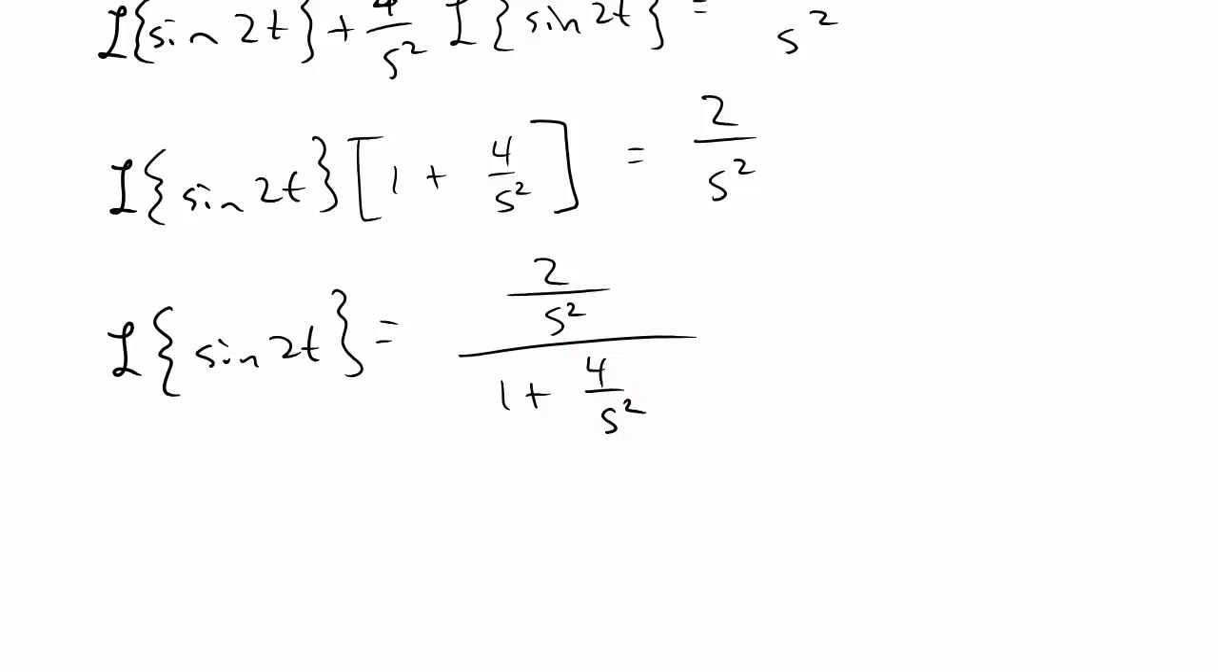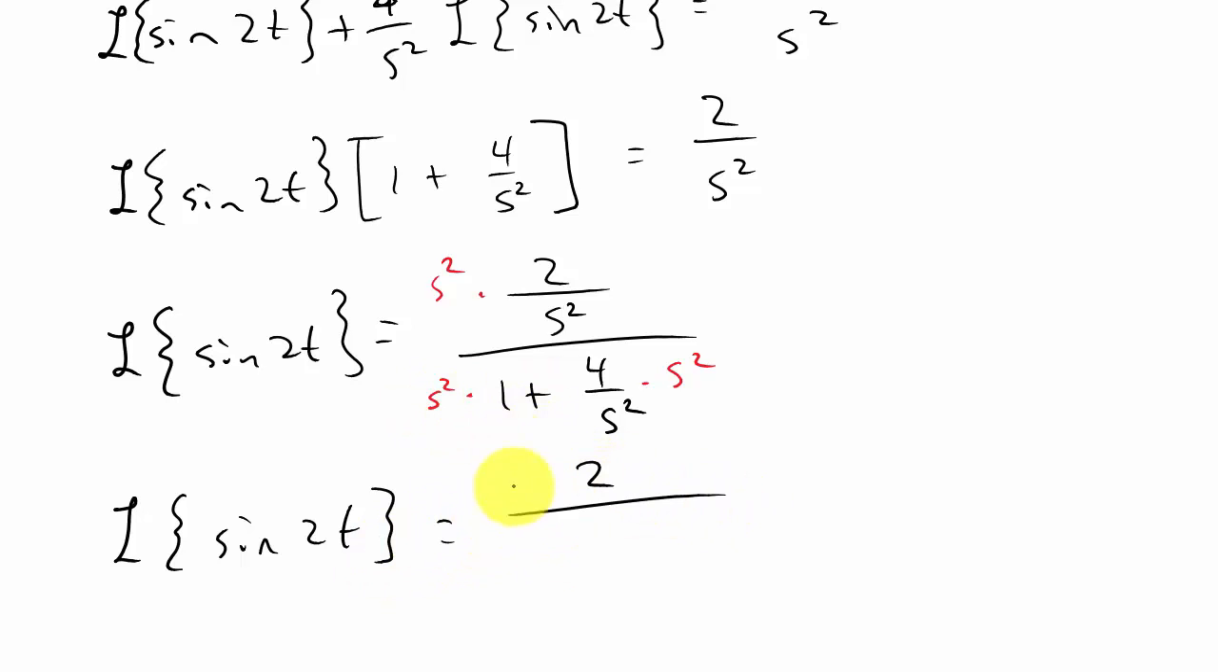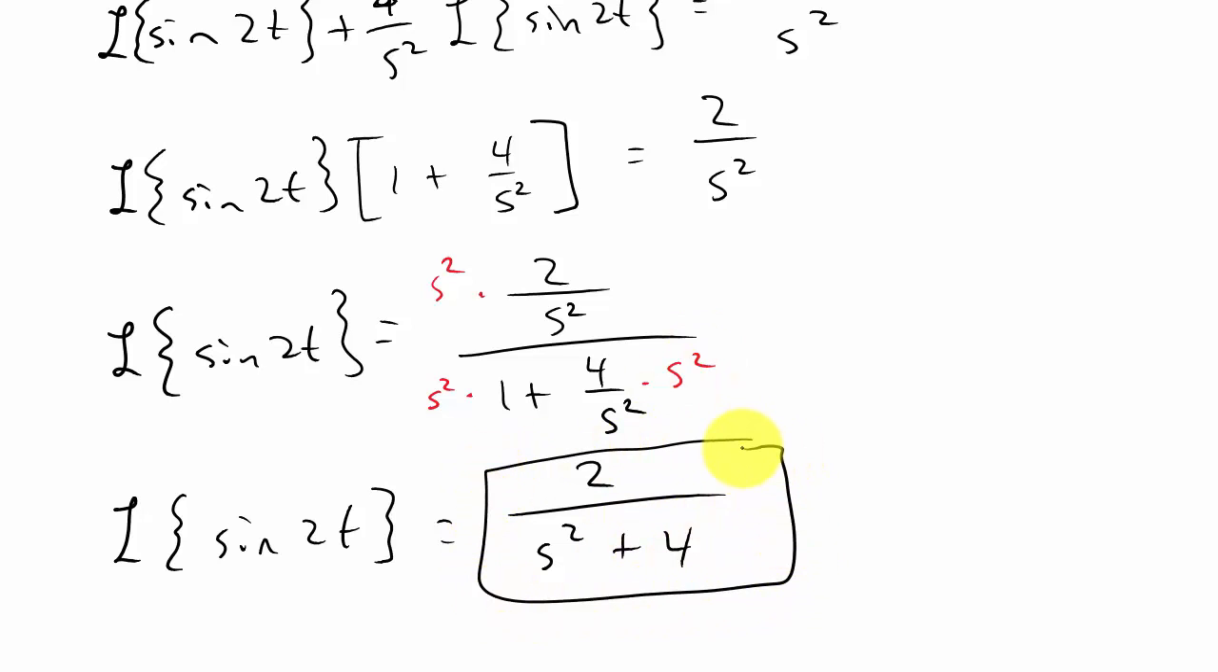And so I know we still remember how to simplify this. I'll just multiply each term by the common denominator. And so I get the Laplace transform of sine 2t is equal to 2 over s squared plus 4. And this would be your solution.